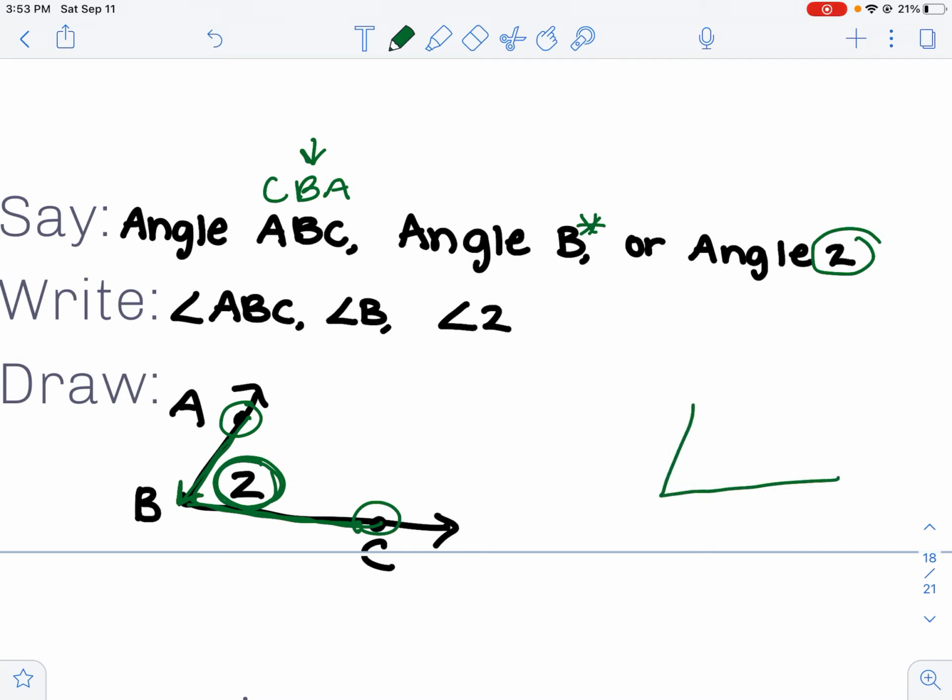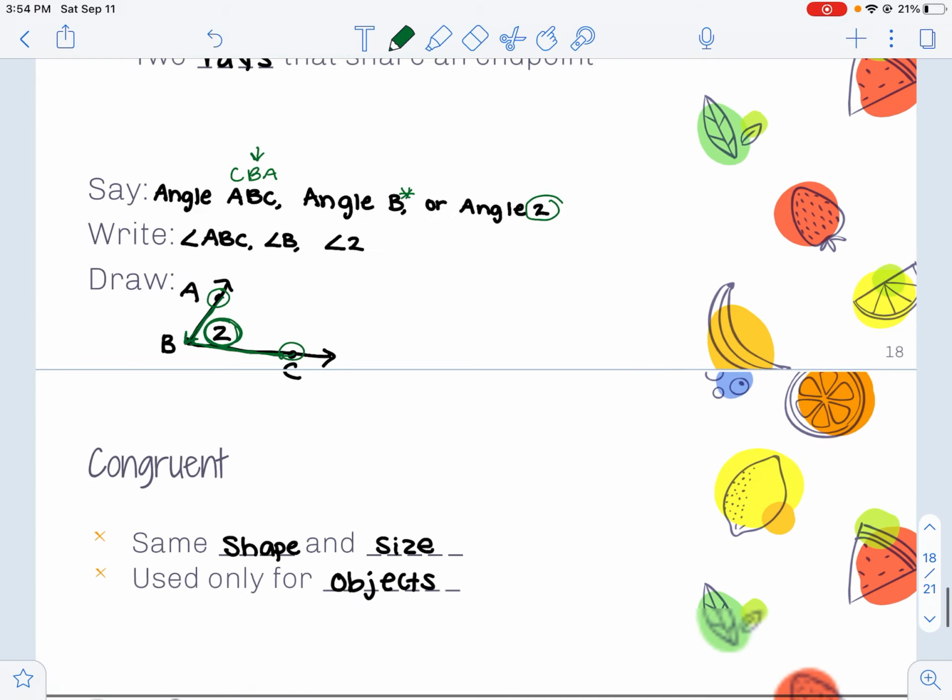If I had an angle that looked like this, and I tried calling it angle B, well, you don't know if I'm talking about this angle, or this angle. So in that case, I have to use numbers or 3 letters. And add in some letters here to clarify which one I'm talking about. So you can only use the single letter if there's exactly one angle there.